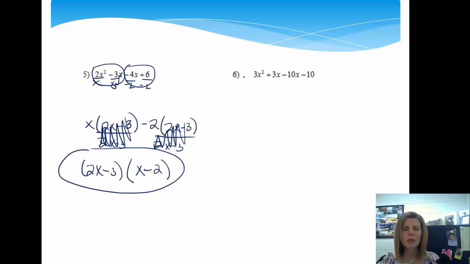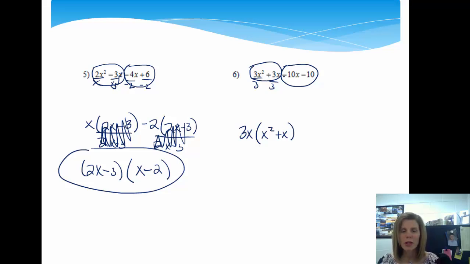I'm going to work 6 with you, and then you get to work number 7. All right, on this one, again, circle my first 2, circle my last 2, and then here I notice that I can factor out a 3x because 3 goes into both of them, and the smallest one is x. Start my parentheses. 3x squared divided by 3 is just going to be x squared, plus 3 divided by 3 is 1x. Okay, this one, again, I notice this next one starts with a negative, so we're going to be factoring out a negative 10.